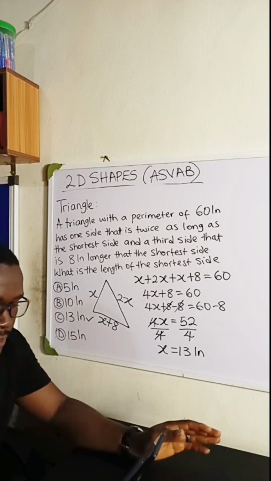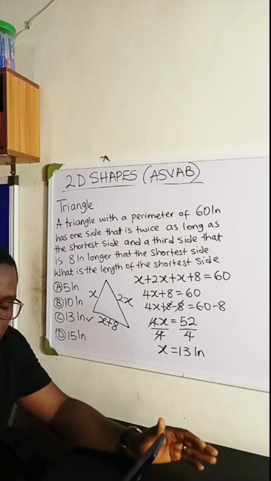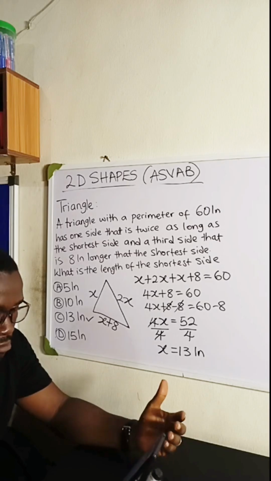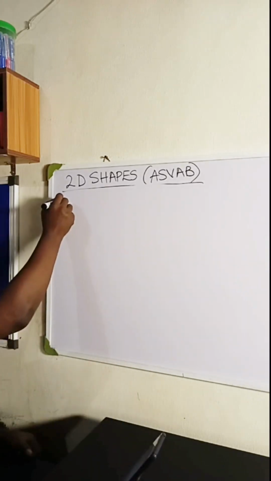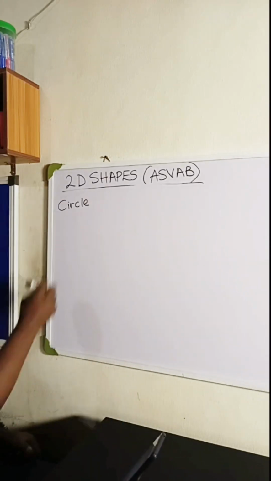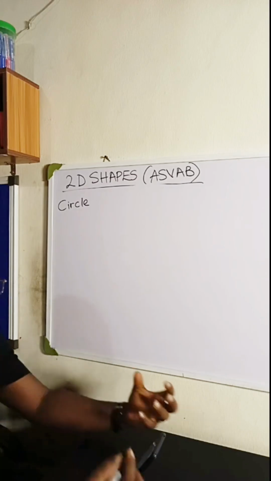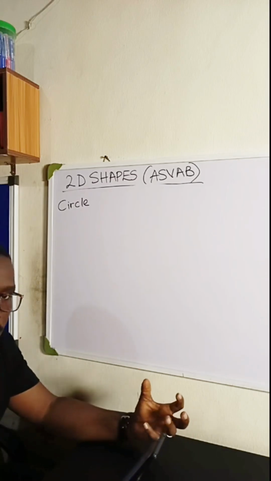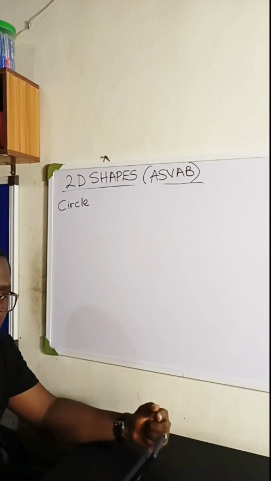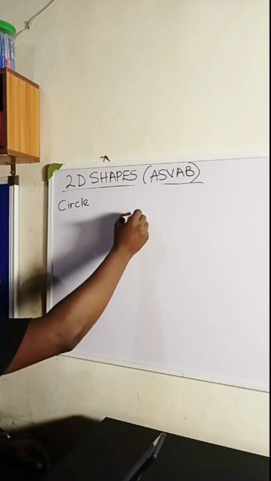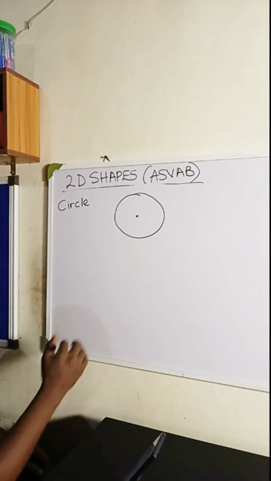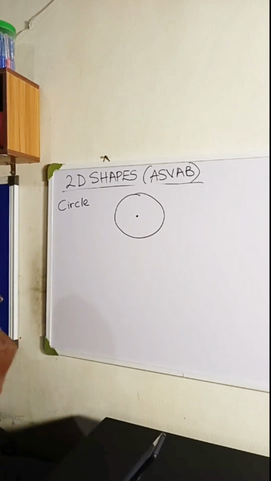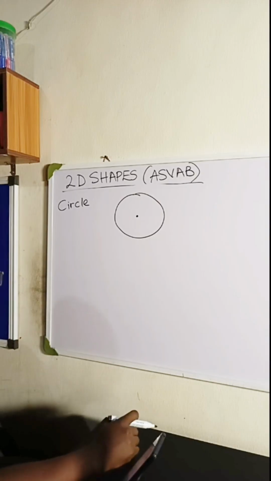We have not looked at area and circumference of a circle. Let's see how much of that we can do before the time runs out. A circle is a 2D shape that has points that are at equal distance from a particular point, the center. My drawing is not accurate, but I tried my best. So this is a circle, or it's supposed to be a circle.